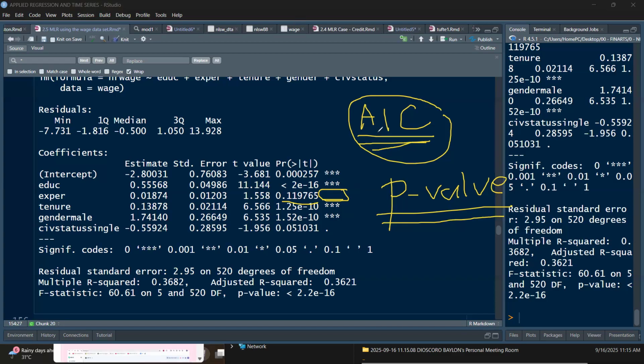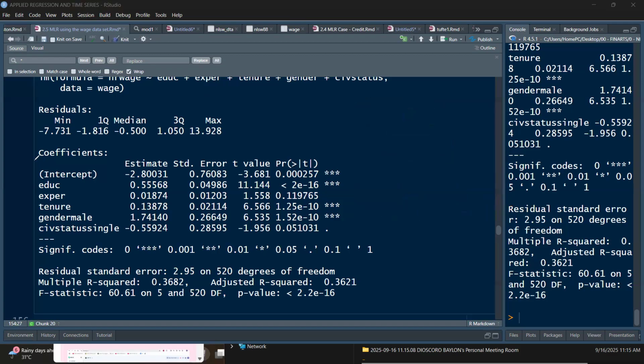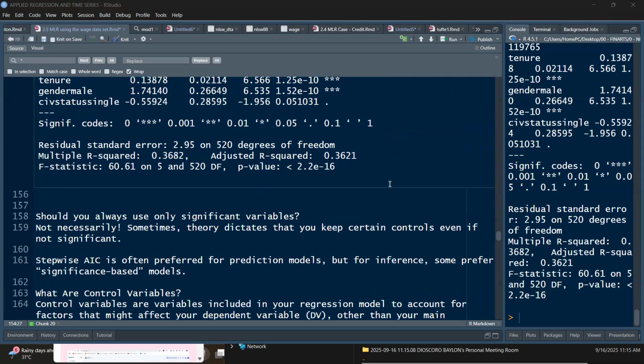So the question is, what do you use? Should we use the AIC method or the p-value method? Okay, that's an important question. Now, the answer is both. It depends on what you're trying to find out. So let me share these notes with you.